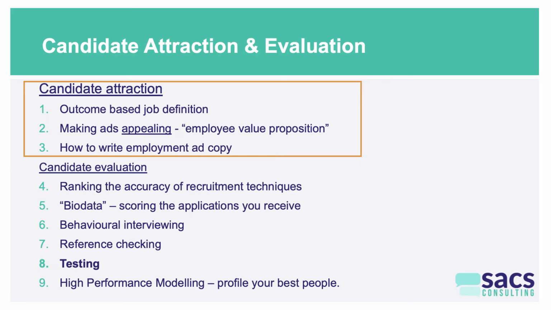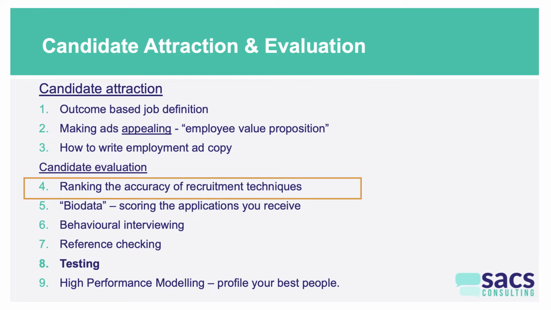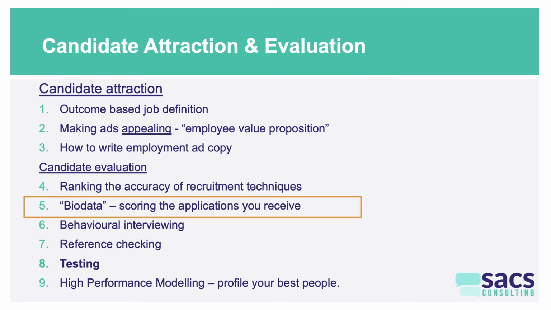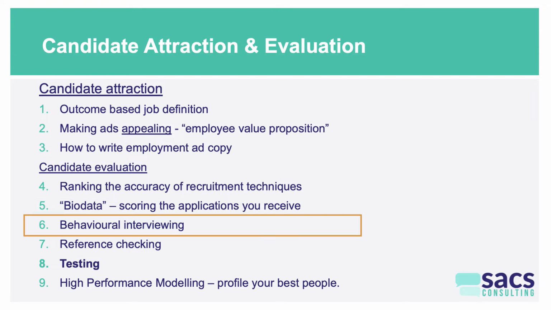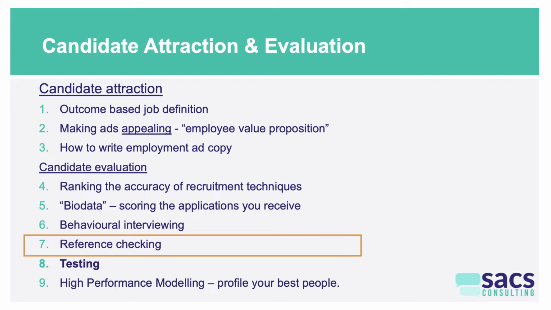In the earlier videos, 1, 2 and 3, we talked about candidate attraction methods, and so far in candidate evaluation methods we've talked about ranking the accuracy of recruitment techniques, biodata scoring, which is a method of scoring the applications you receive. We talked about behavioural interviewing and a thing called behavioural reference checking. This one is all about testing.